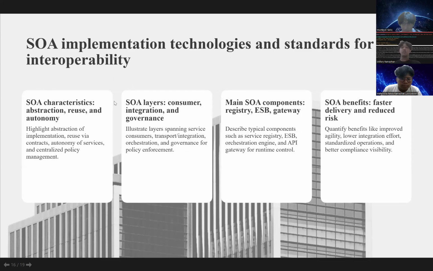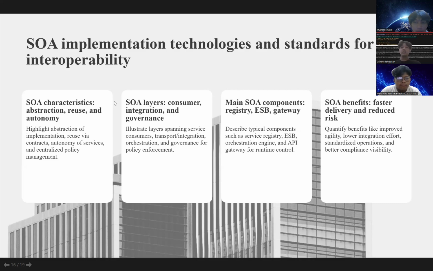Okay, now SOA implementation technology and standards for interoperability. First is SOA characteristics. Three key characteristics of SOA are abstraction, reuse, and autonomy. Services hide internal complexity, can be reused by multiple applications, and operate independently.